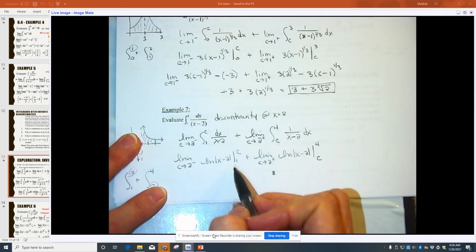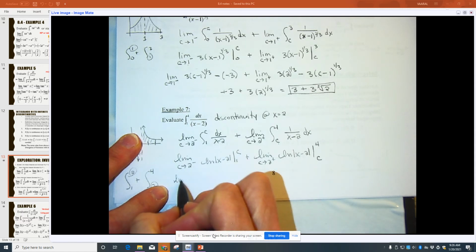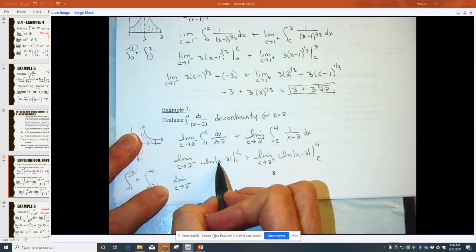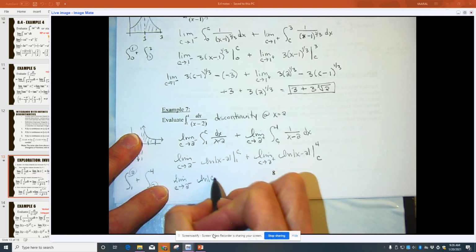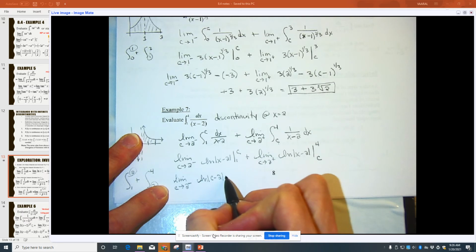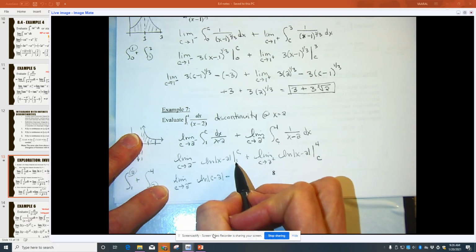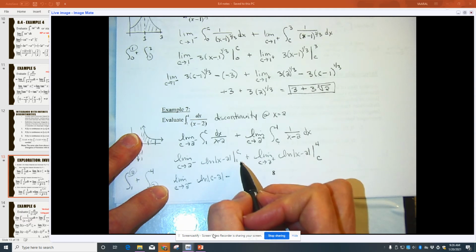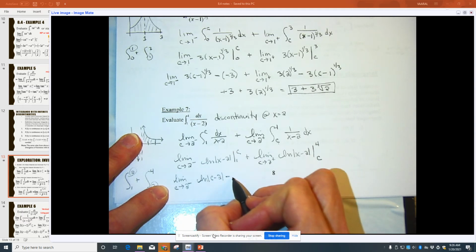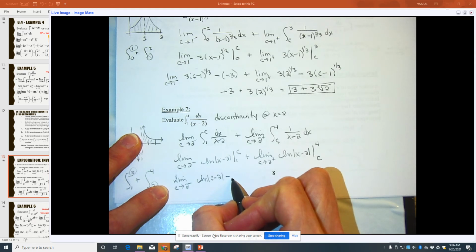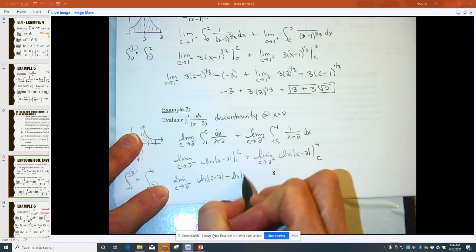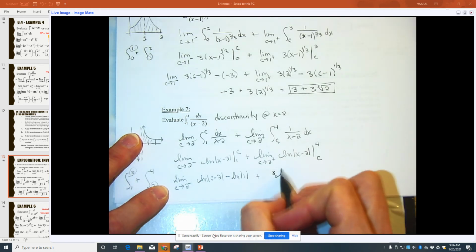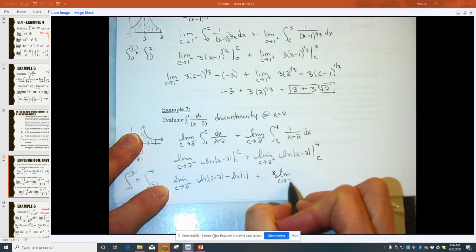Now substitute in upper and lower bounds. Limit as c approaches 2 from the left. This is going to be natural log of c minus 2 minus natural log of... is this supposed to be negative 1? No, 1. Natural log of 1, upper bound minus lower bound, plus limit as c approaches 2 from the right.